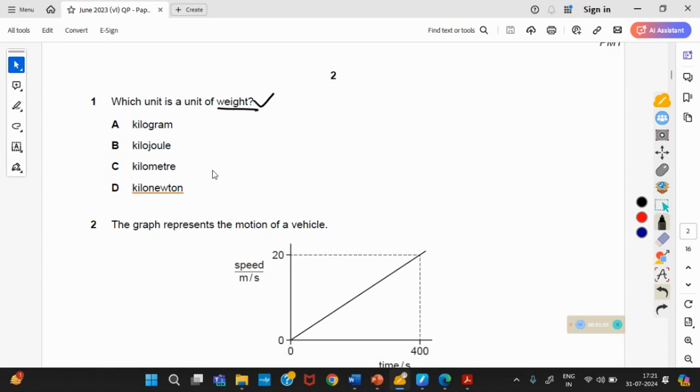Which unit is a unit of weight? Weight is a force. Kilogram is a unit of mass. Joule is a unit of work or energy. Meter is a unit of distance. So Newton is the right answer, because weight is a force and the newton, or kilonewton, will be the right answer. Option D is right.